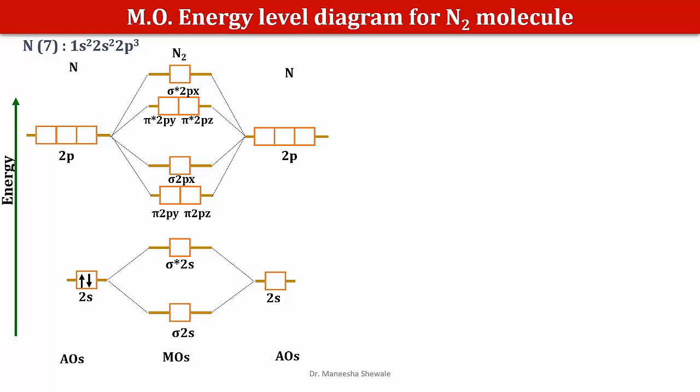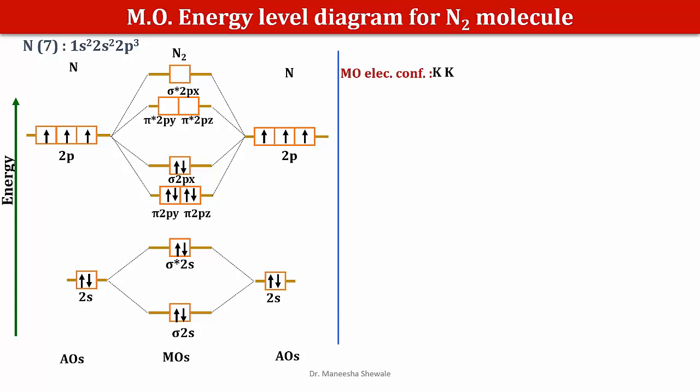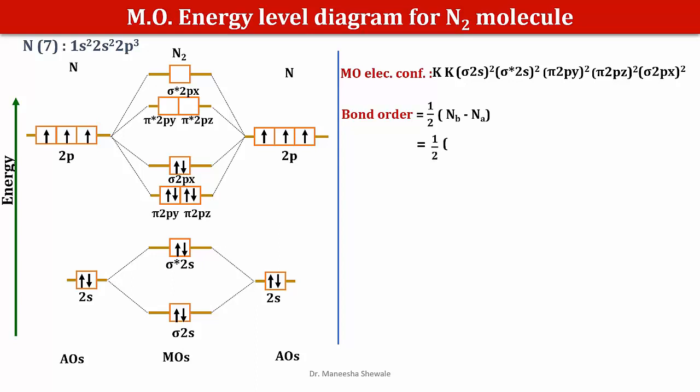Following the same method, we first fill the electrons in the atomic orbitals. Then the electrons will now be filled in the molecular orbitals. In the 2p, there are 3 electrons in each of the nitrogen atom. So the 6 electrons will be filled in the bonding molecular orbitals. The electronic configuration, we can write it as KK sigma 2s2 sigma star 2s2 pi 2py2 pi 2pz2 and sigma 2px2.